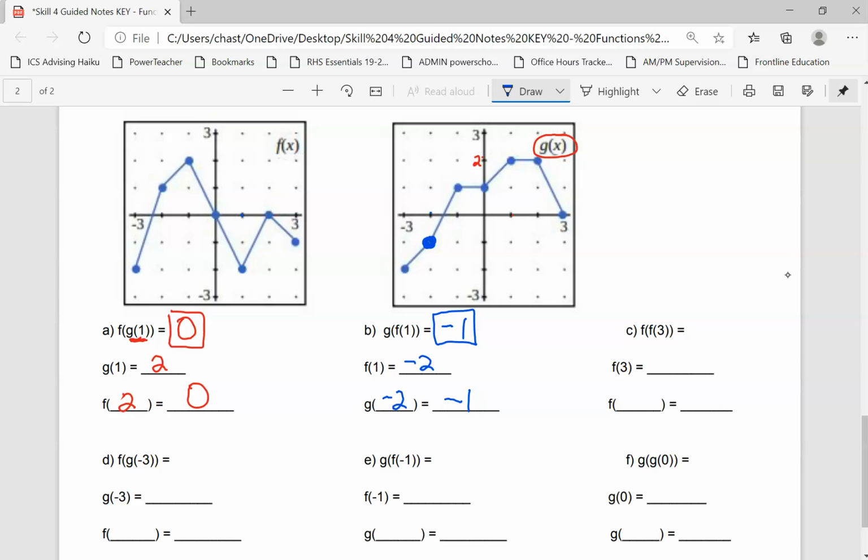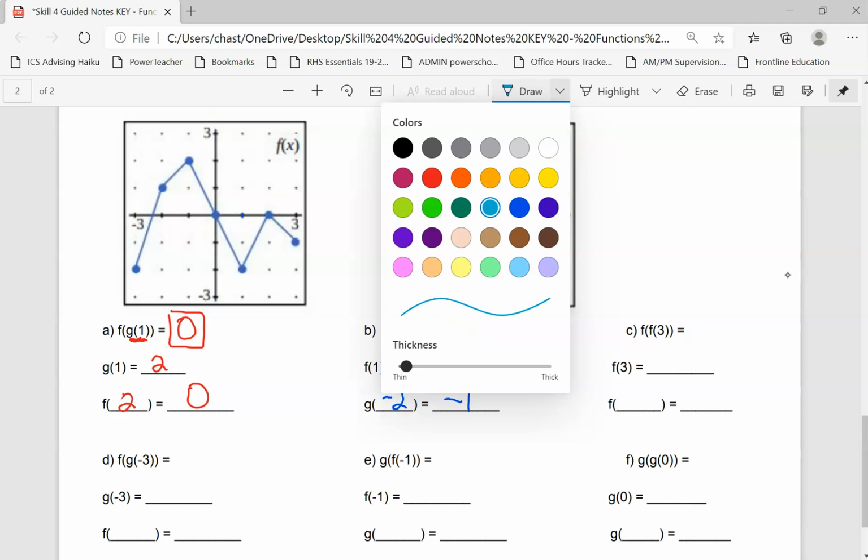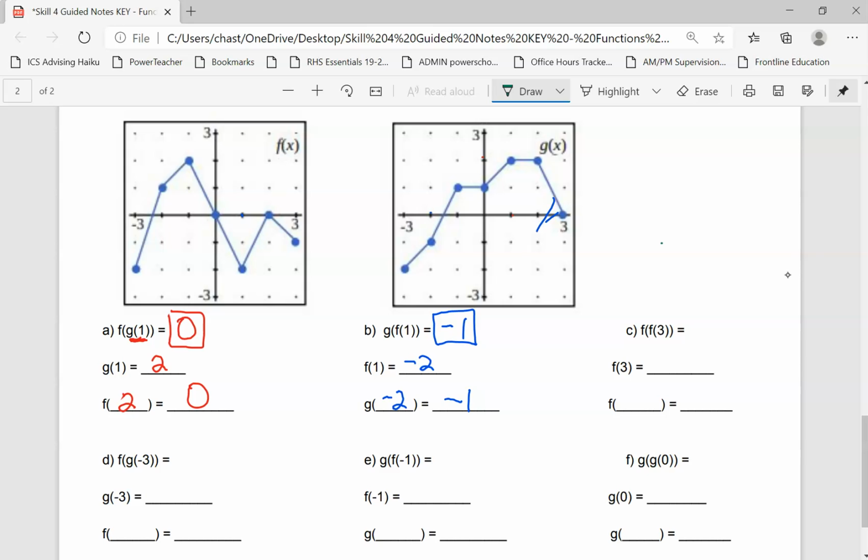For the next one, I am going to be doing a composition where we put a function inside of itself. So f of f of 3. First I find f of 3, so I go to my f of x function. f of 3 is -1. Now staying on that same function, f of -1 is 2. So f of f of 3 is equal to 2. Okay.